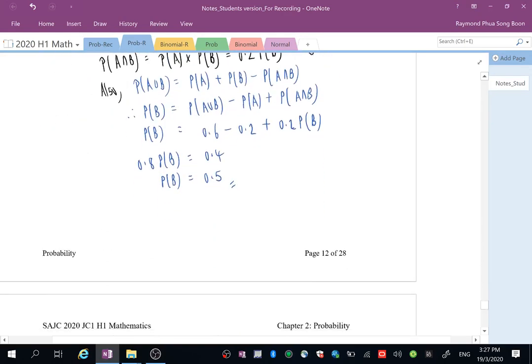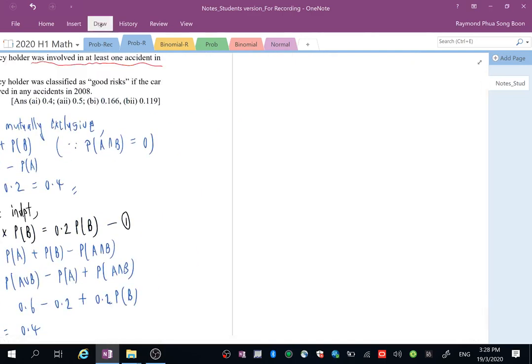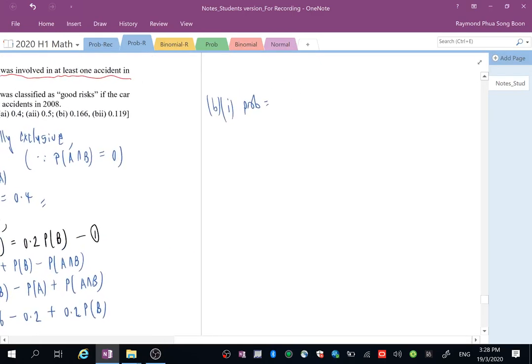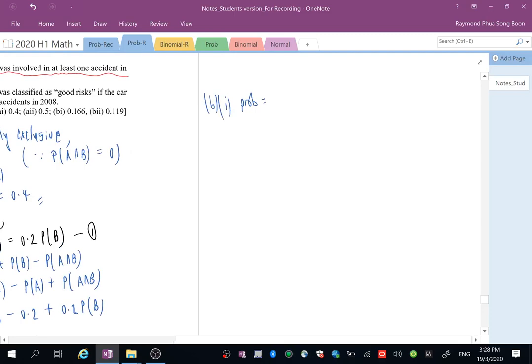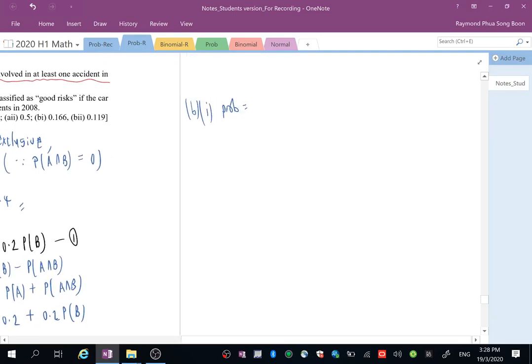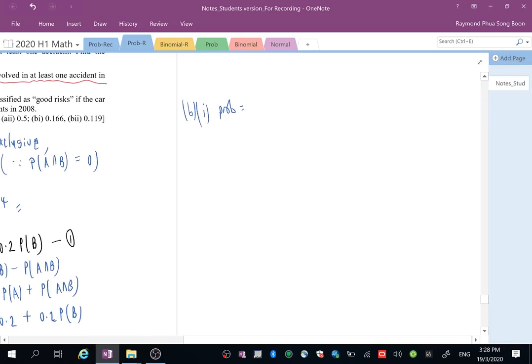So therefore, in this case, we can work out the required probability. For the car owner to be involved in at least one accident, the car owner can come from any of the three types of risk. So it can be from the good risk, which is 0.1, and the probability that a good risk car policyholder will be involved in at least one accident is 1%, which means probability of 0.01.